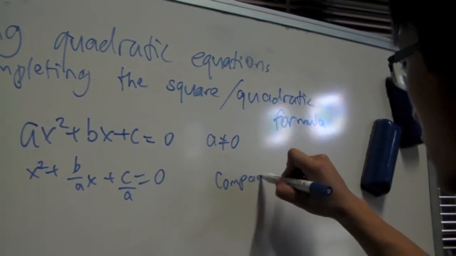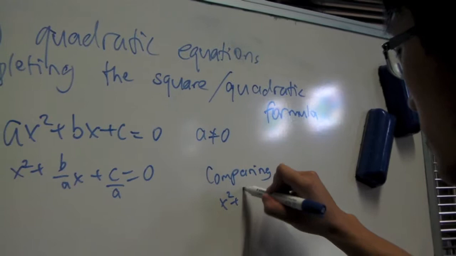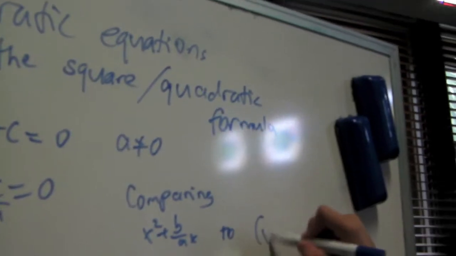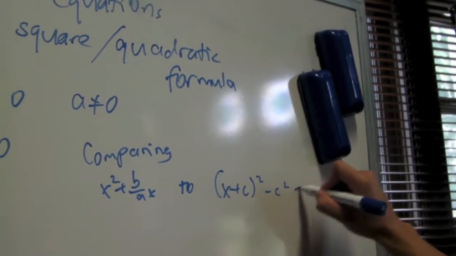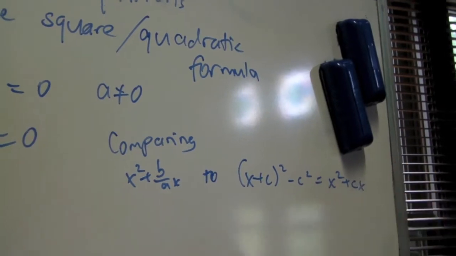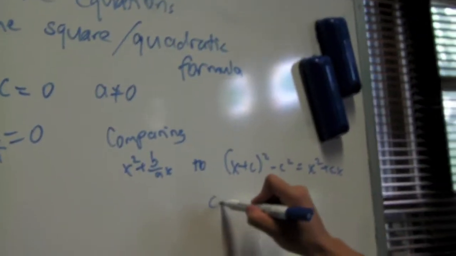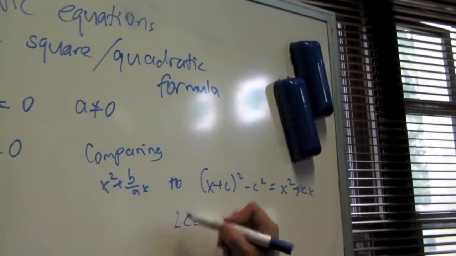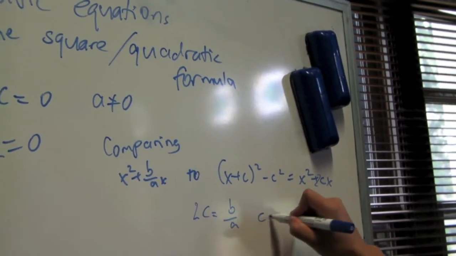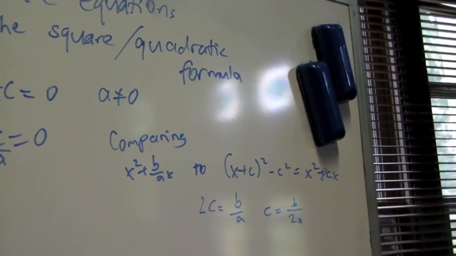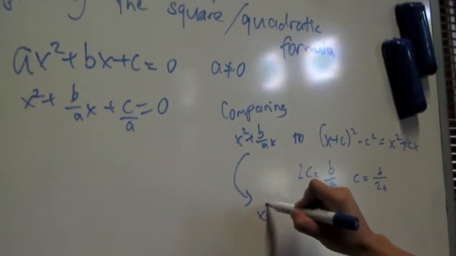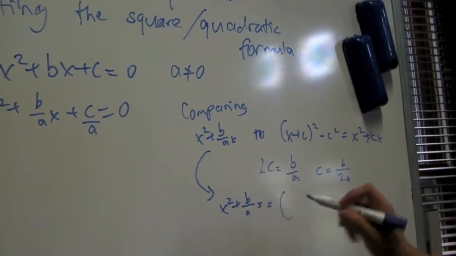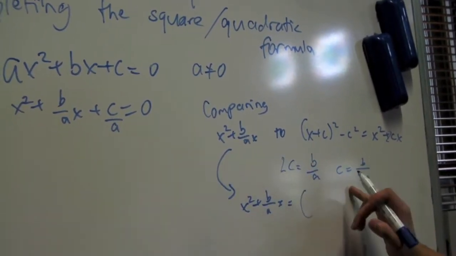Comparing x squared, you compare this to another change of variable, x plus c squared minus c squared equals x squared plus 2cx. If you compare this to this, you will see that it's 2c. 2cx, 2c is equal to b on a. So c is equal to b divided by 2a. So x squared plus b on a x, this is 2c, this c is equal to this.